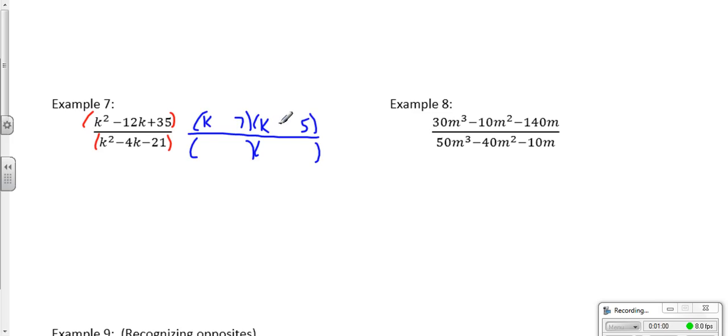And we need both negatives. On the bottom we have k and k, and factors of negative 21 that give us a negative 4. That'd be 7 and 3. You have to get a negative 21, so one of them has to be negative. And we have a negative 4, so the bigger number should be negative. Negative 7 plus 3 is negative 4.